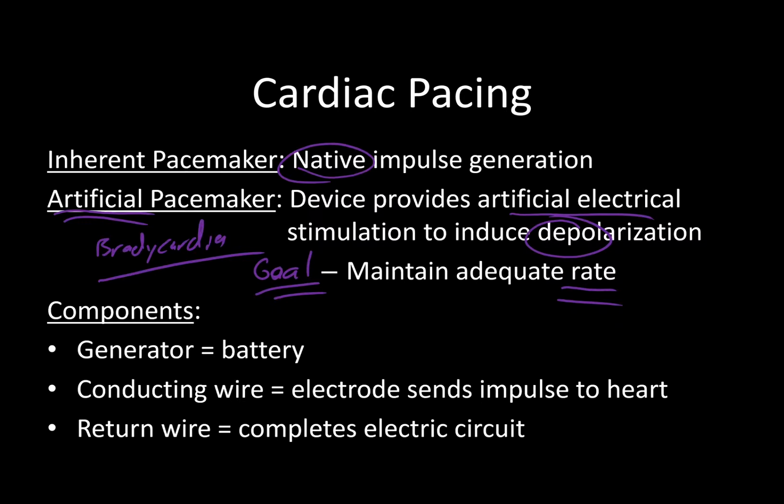Other terms that are important to know: the generator is the battery portion, what provides the electricity. The conducting wire is what carries the electricity to the inside of the heart, so an electrode, and then the return wire completes the circuit, because it's just like a light switch. You have to have a wire going in and a wire coming out.